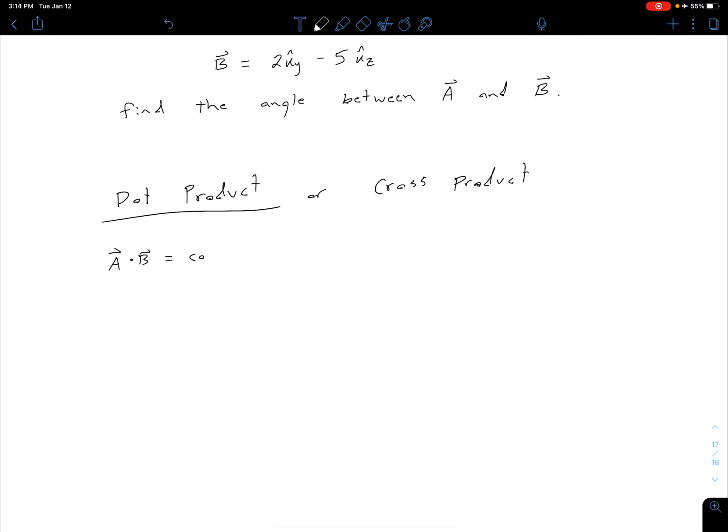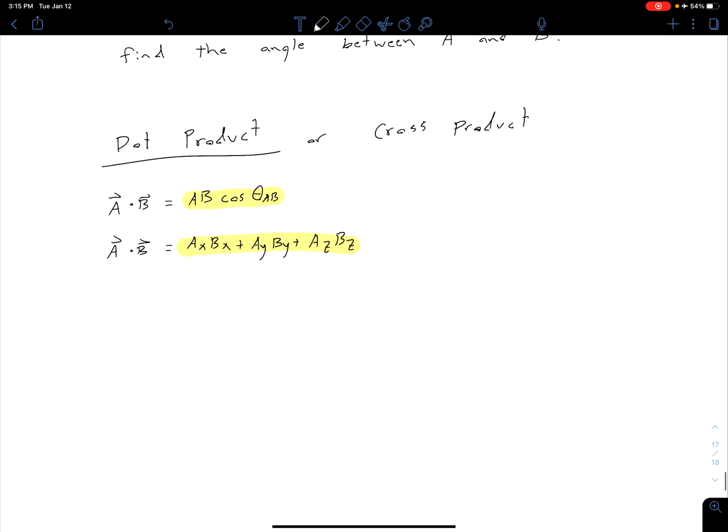is equal to magnitude A, magnitude B times cosine of theta AB. And of course, theta AB is what we're looking for, the angle between the two. But we also know that we have A dot B is equal to AX times BX plus AY times BY plus AZ times BZ. And so what you can see we're leading up to is we can set these two equal to one another because they're both equal to the same thing, the dot product of A and B.